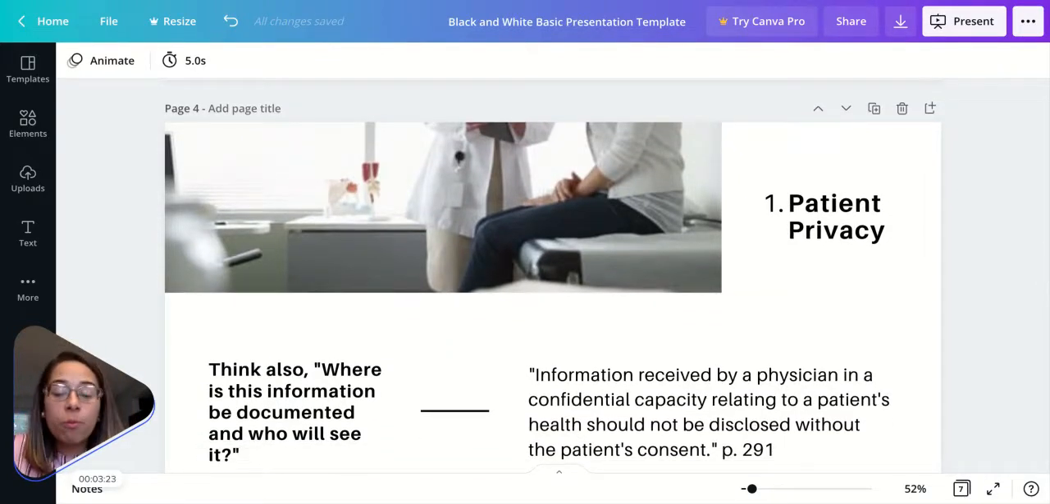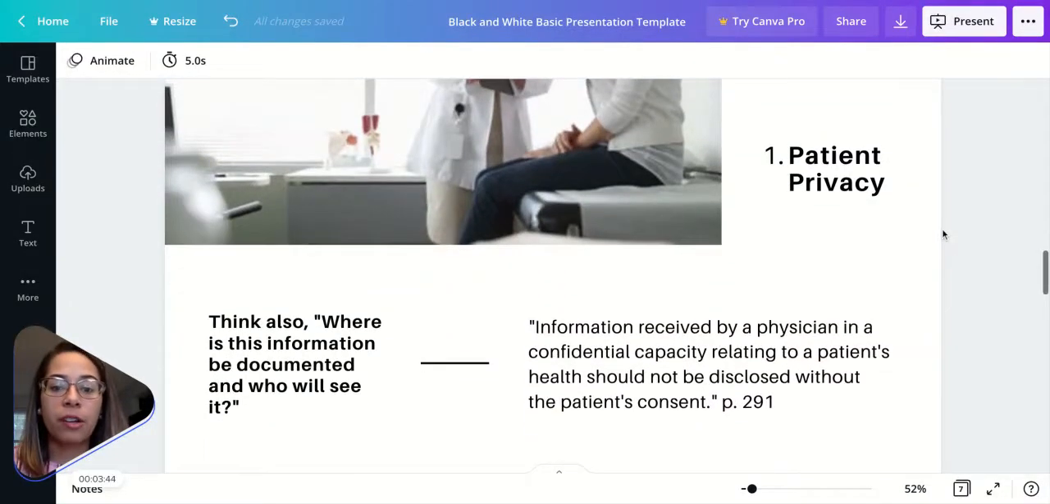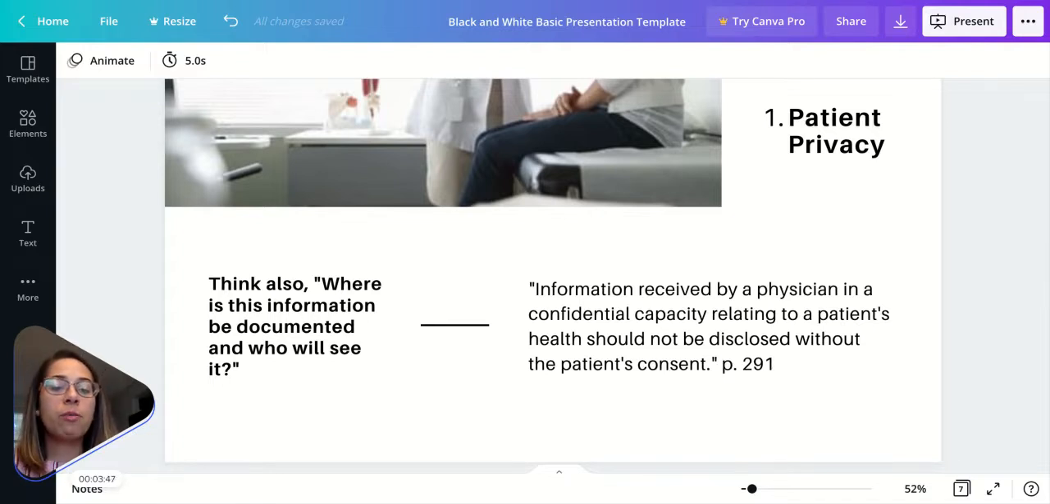But you're doing things with patients' bodies, and oftentimes they're vulnerable, right? They're not doing something that they need to be able to do for everyday living. And so it is a very intimate process when you're providing occupational therapy. So patient privacy is an important tenet here of ethics and professionalism in the obligations healthcare providers have. So information received by physicians in a confidential capacity relating to a patient's healthcare should not be disclosed without the patient's consent. That's true of any provider, not just physicians, right? So that applies to all healthcare providers.